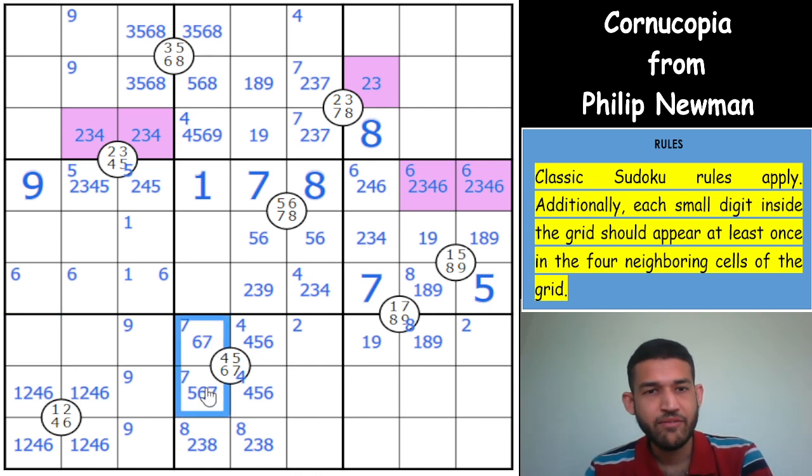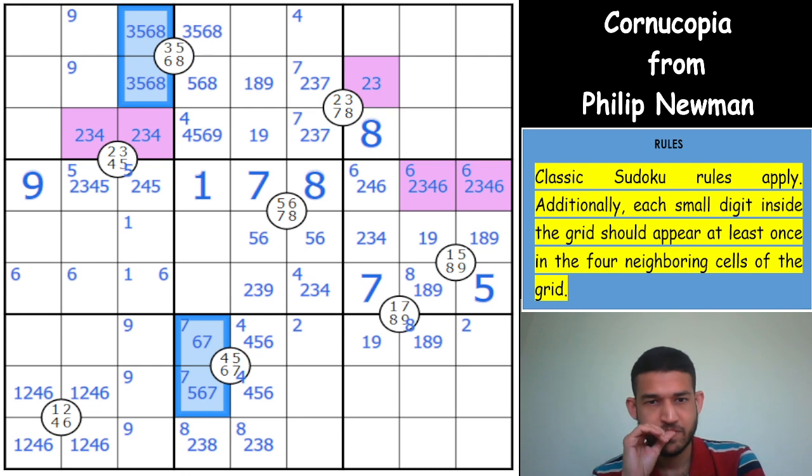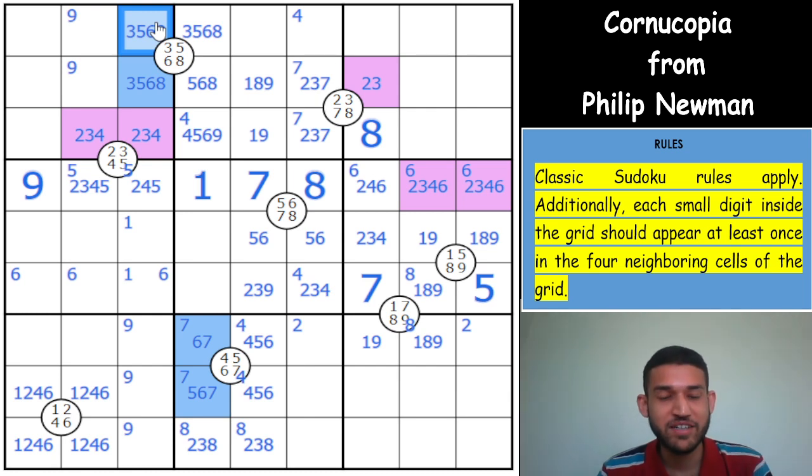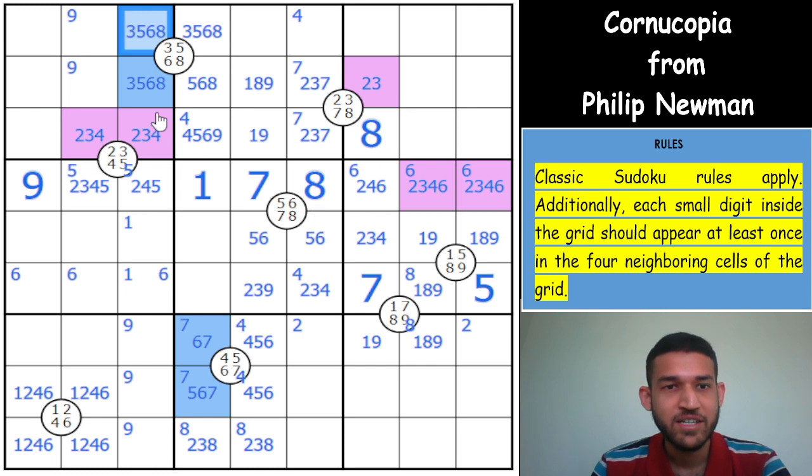Okay, I will have the 5 or the 6 here, which means I'll have the 5 or the 6 in here. Okay. Oh, this can't be 5 and 6. Oh my goodness. Okay, this is such a clever construction, guys. What happens if this is 5 or 6?